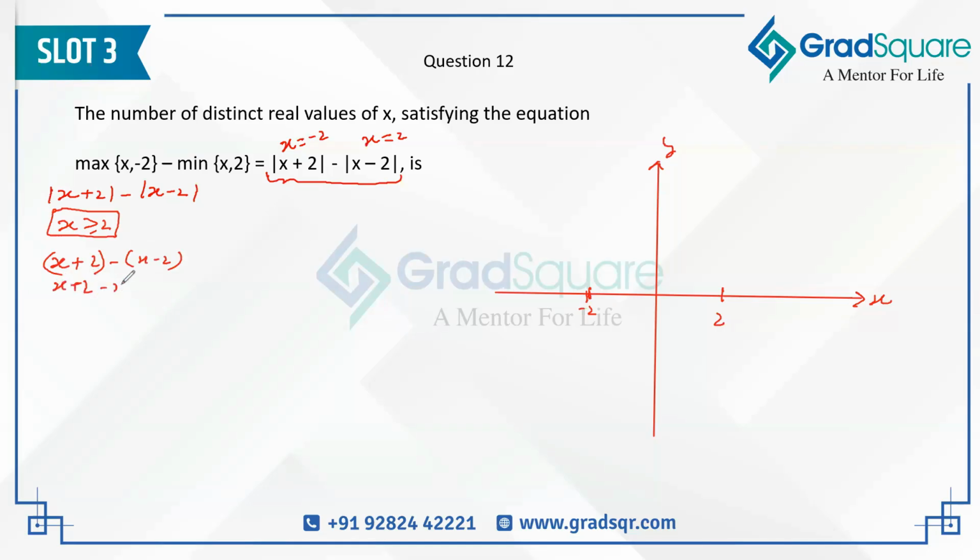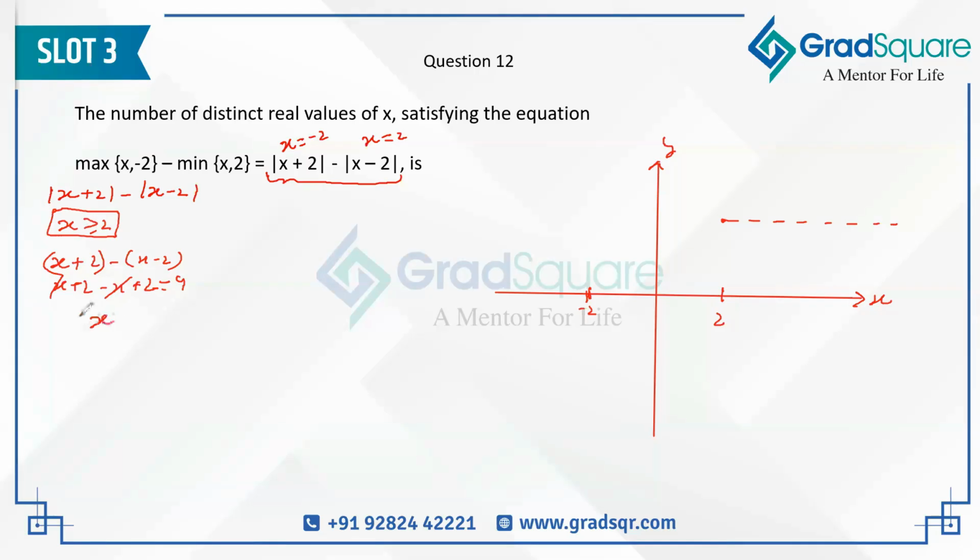x plus 2 minus x plus 2, and x will get cancelled out. So for any value of x greater than or equal to 2, your right hand side is going to yield the value 4. So at x equals 2, y will turn out to be equal to 4. Suppose this is 4 that we are talking about, and then it is going to move like this always for any value of x greater than 2. So this is the graph that we are getting in the region x greater than or equal to 2.